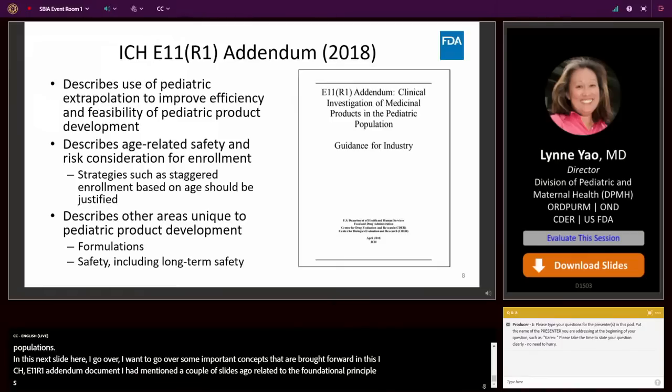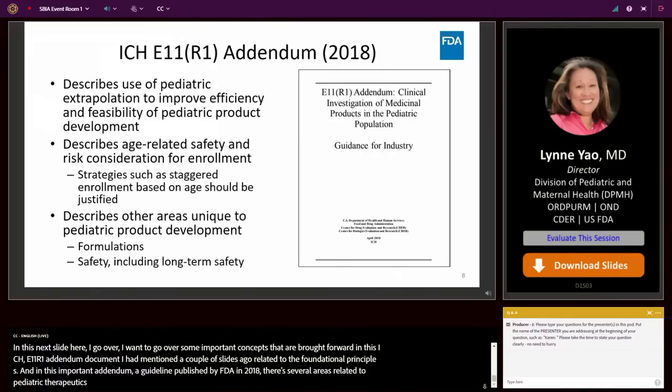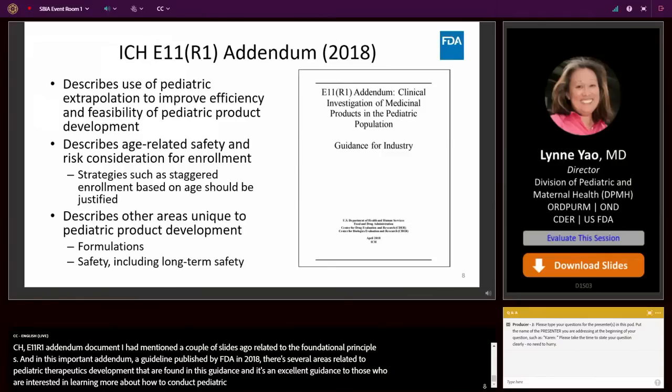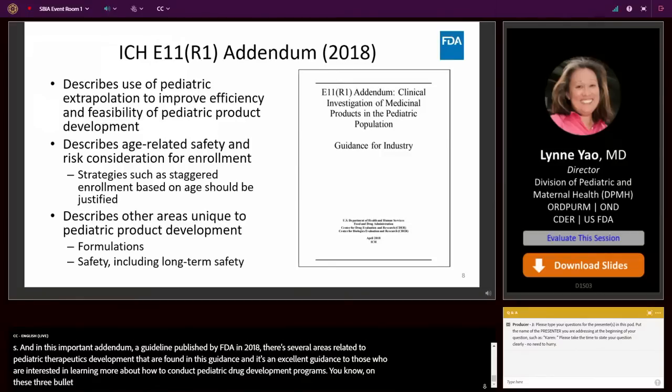And in this important addendum guideline that was published by FDA in 2018, there are several areas related to pediatric therapeutics development that are found in this guidance, and it's an excellent guidance to those of you who are interested in learning more about how to conduct pediatric drug development programs. On these three bullets you see next to the guideline, I want to highlight these three areas.